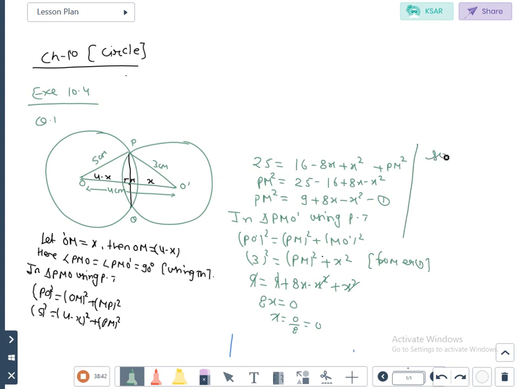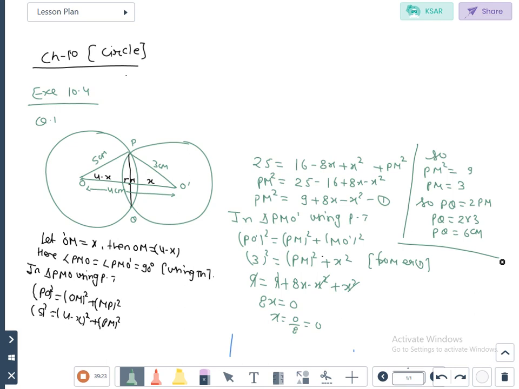This x equal to 0 we will substitute in PM square. So PM square is equal to 9. What is the value of PM? 3. So PQ is equal to twice of PM. So PQ is equal to 2 multiplied by 3. PQ is equal to 6 centimeter. So the length of the common chord is 6 centimeter. Understand, friends? Any problem? So, to understand.